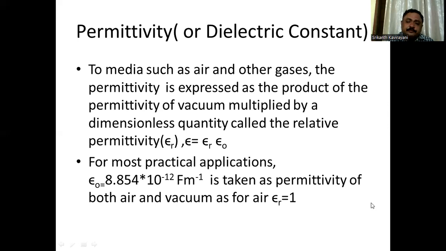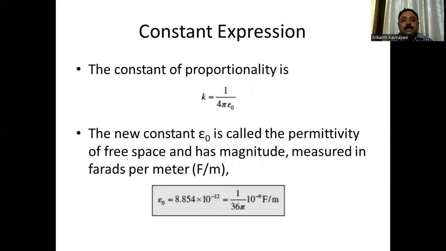So this is an expression which we have to carefully evaluate based on the medium. But in most cases, we try to confine the discussion to vacuum and we use epsilon equal to epsilon naught in the formula that we have defined for Coulomb's law, and we evaluate the constant as 1 by 4 pi epsilon naught.